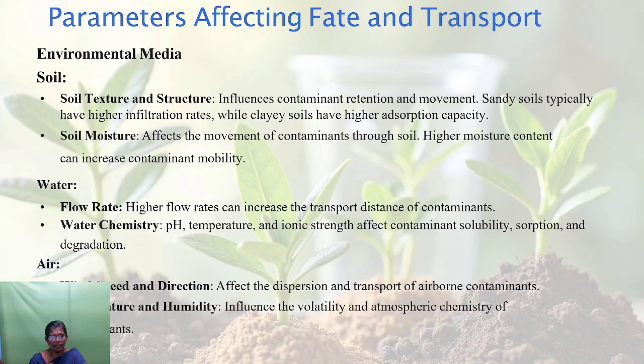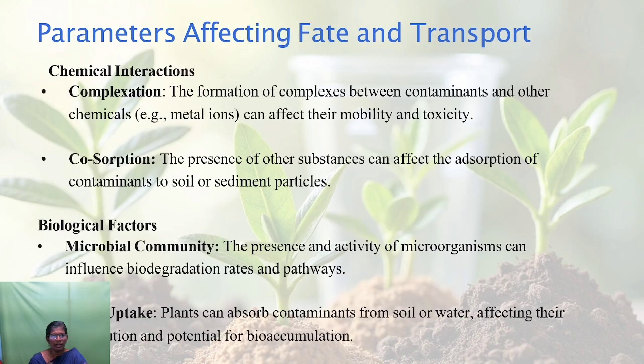Then the temperature and humidity are also influencing the volatility and atmospheric chemistry of the contaminants. Then again chemical interactions, there are again the parameters or chemical interactions, that is complexation. If two chemicals are combining together, it will form a complex, so it will affect the mobility and toxicity. Then co-sorption, so if it is combining or absorbed with some other materials, that is called co-sorption.